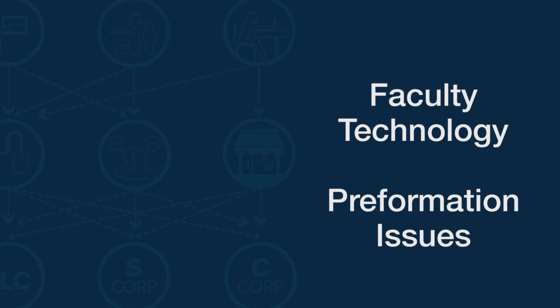If you're a faculty member developing technology or intellectual property at a university, you want to make sure that you keep in mind a few different issues before you move forward and set up your business entity. The information that I'm going to be providing you with is general information, but before you, as a faculty member, move forward with developing your business entity, you want to make sure you talk to your tech transfer office.